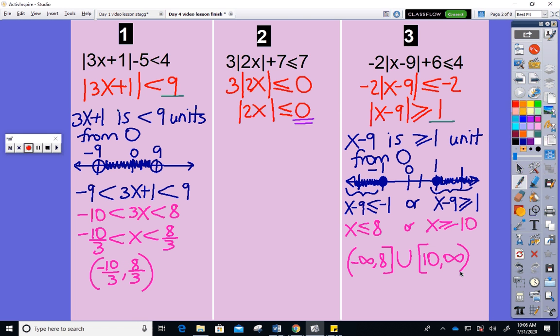So even if you redrew the graph for the pink answer, the graph would look just like the blue number line. It would just have different numbers on the number line. So if you know what the number line looks like, you don't have to redraw.